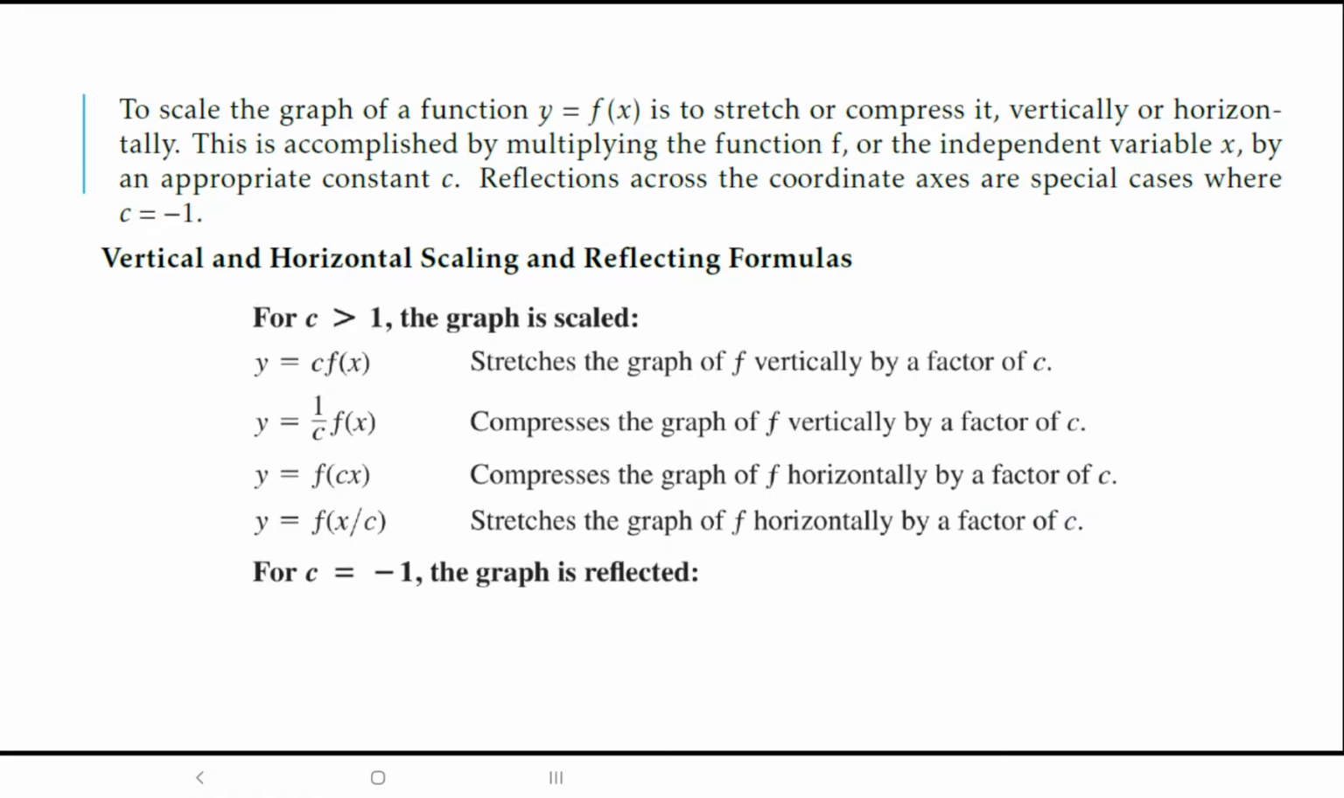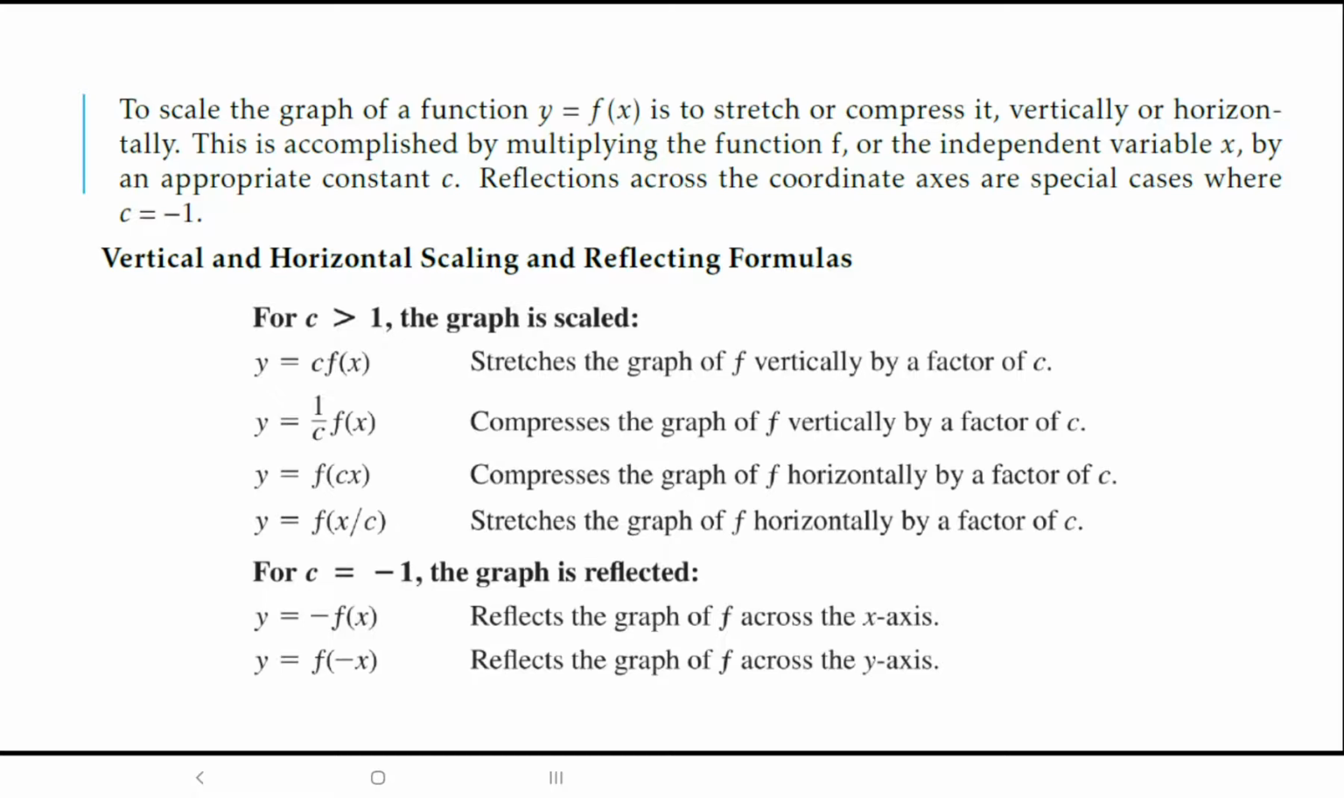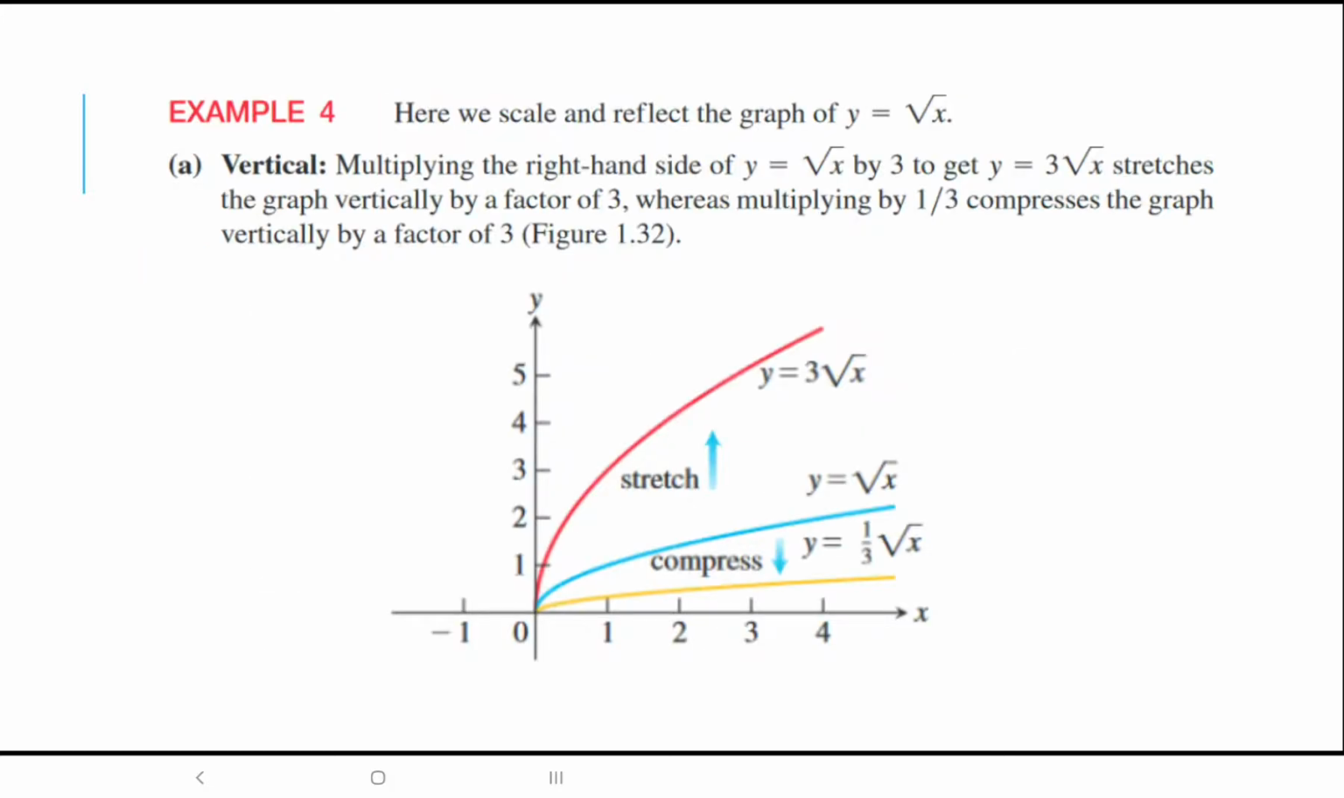Okay, what if c is equal to -1? So, when c is -1, the graph is reflected. Kung yung -1 minultiply natin sa labas ni f of x, ang mangyayari, nagkakaroon ng reflection about the x-axis. Pag sa loob naman natin siya nilagay, okay, nagre-reflect naman yung graph natin across the y-axis. So, we have the following example.